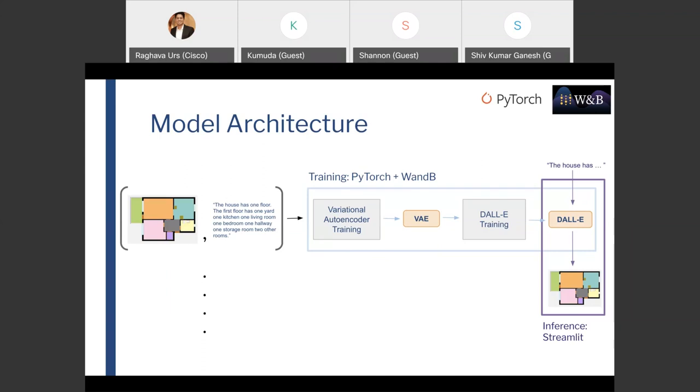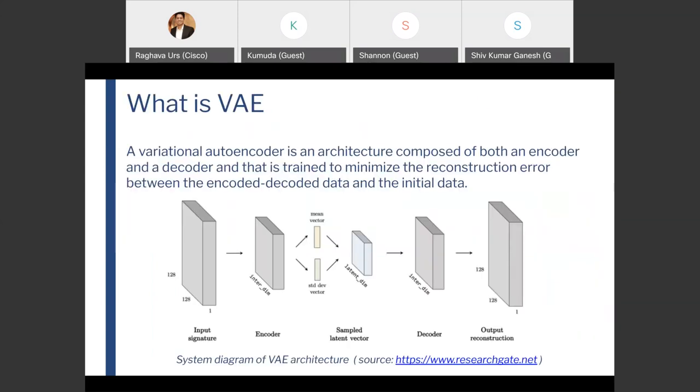At the time of inference, we are taking the latest DALI model from Weights and Biases and utilizing it in Streamlit. We are using the Streamlit package to create a simple UI to showcase the inference. In this case, we are just using the DALI model and the text description as input from the user to generate a floor plan image, which you can see at the end here. So over to you, Sharon.